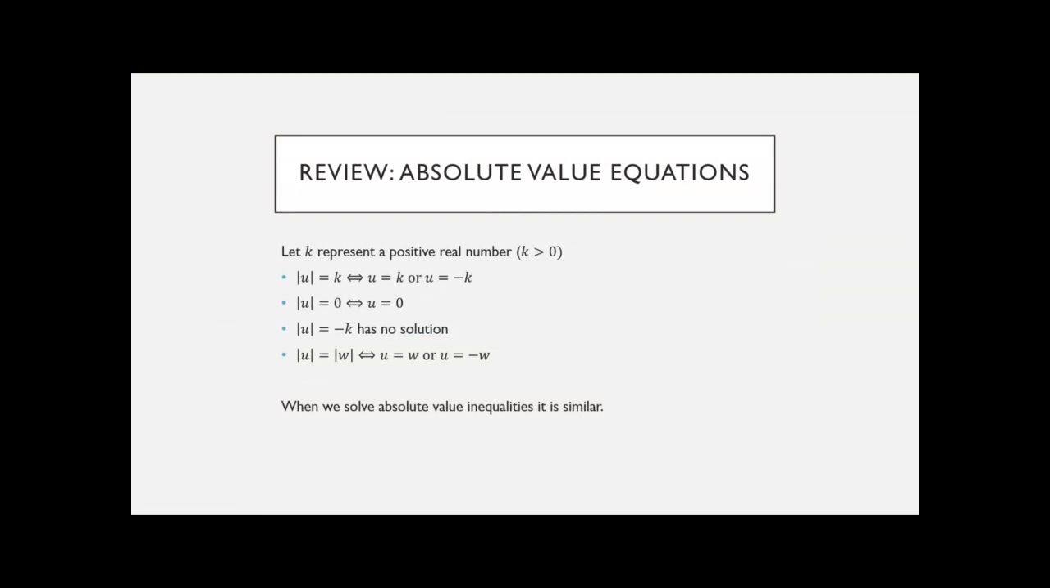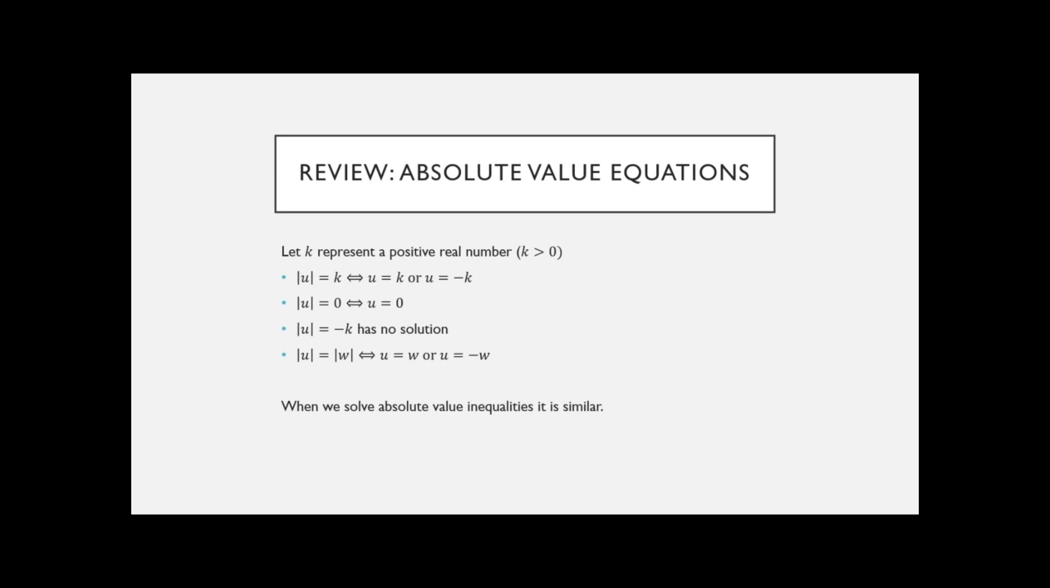So let's review absolute value equations, because there are things that we need to know about equations that transfer over to the absolute value inequalities. The absolute value makes things positive. What that means is that if you have the absolute value of u equal a number, whatever is inside the absolute value can be positive or negative. It's just going to be positive when it comes out. That's why we have u equals k or u equals negative k, because the inside without the absolute value can either be positive or negative.